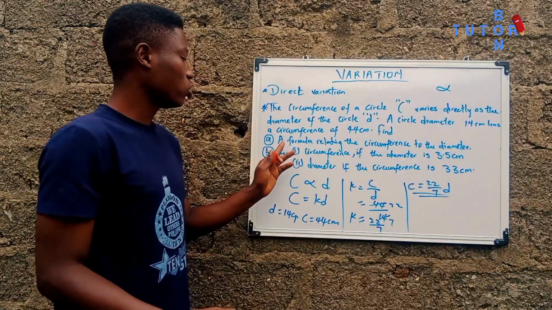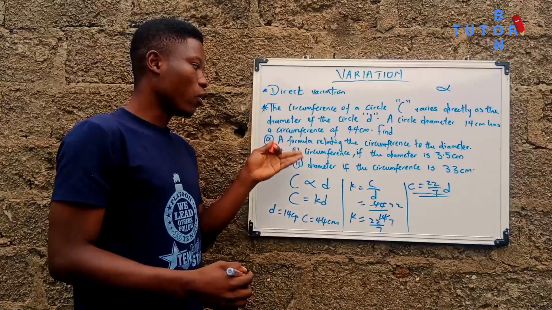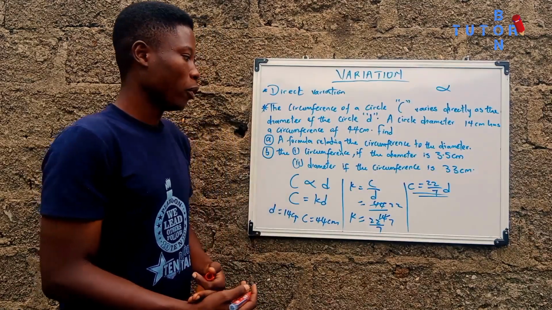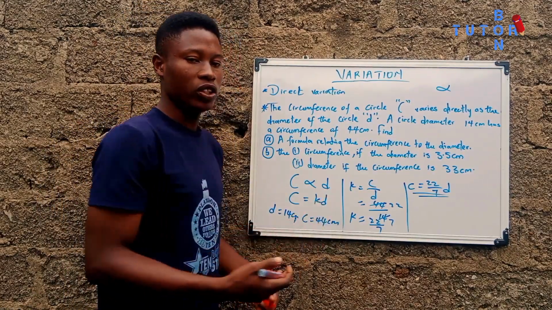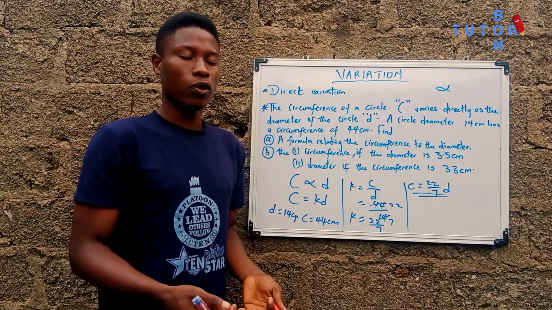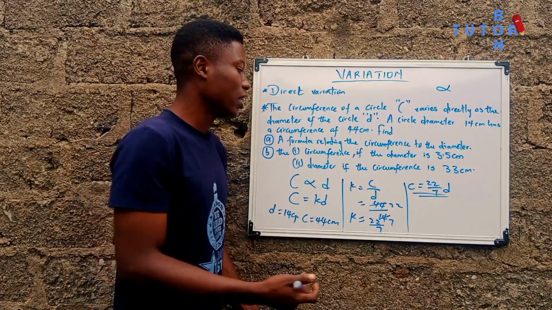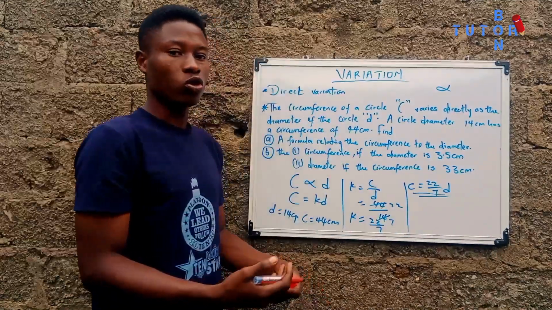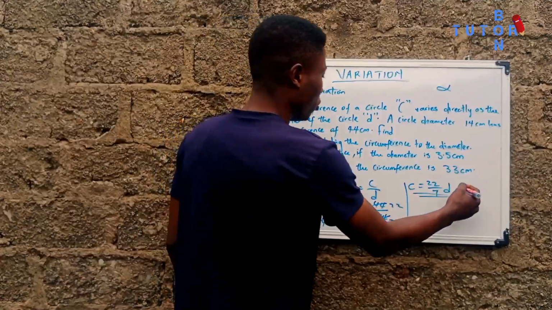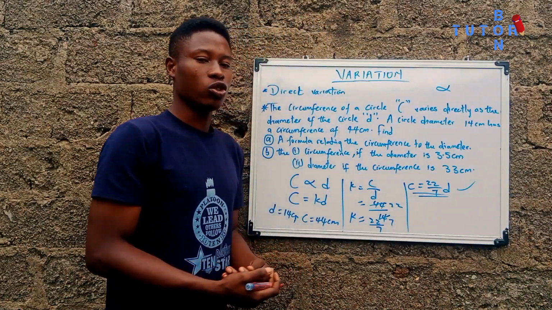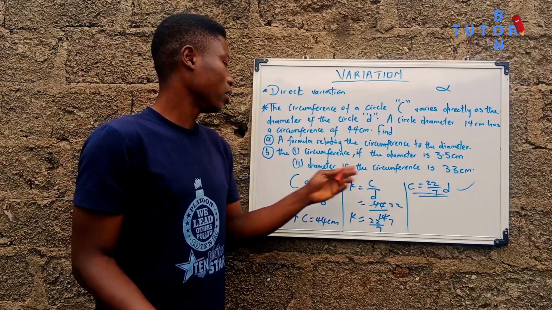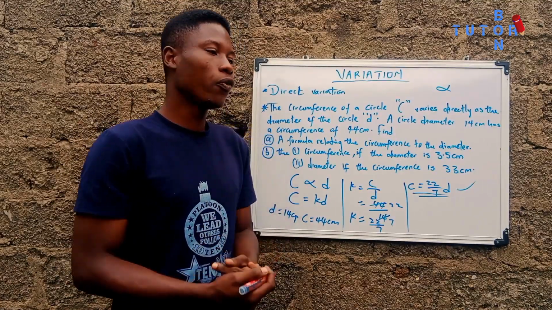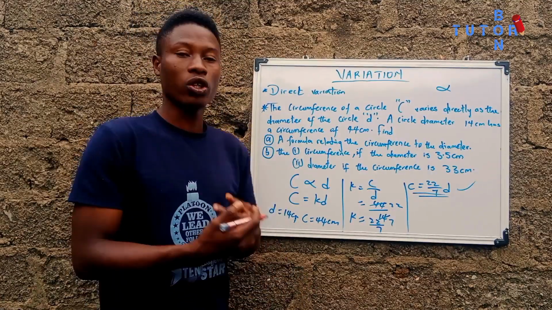This is the answer to the first question, which asks for a formula relating the circumference to the diameter, because you cannot have K, the constant, also as an unknown in the formula, so you have to find its value. That means you've gotten the value of K to be 22 over 7, and this is the formula relating the two together, which is our answer to question A.